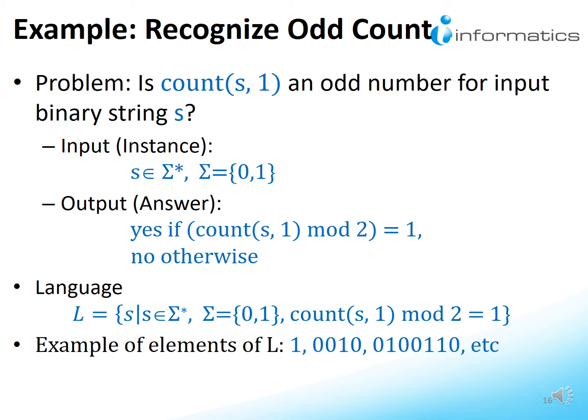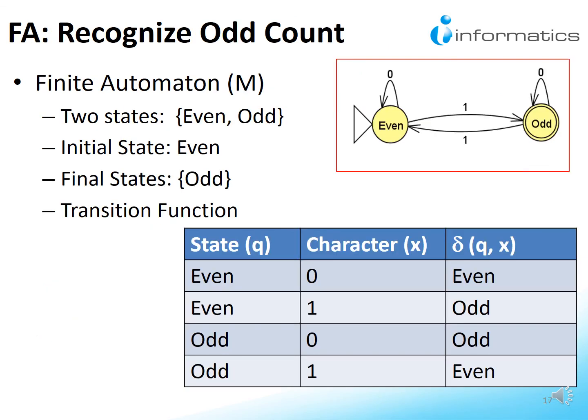So examples of strings in L are 1, 1, 1, 0, 0, 1, 0, also 1, 1, 0, 1, 0, 0, 1, 1, 0, 1. All of these have an odd number of 1s, and we expect the answer yes. It turned out that this simple machine solved the odd parity problem perfectly.